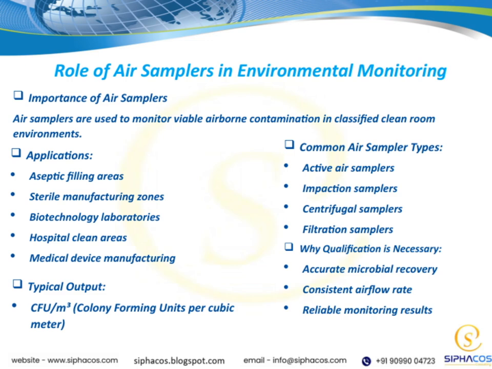When it comes to air samplers, there are several common types we use. Active air samplers are among the most prevalent, and they work by actively drawing in air to collect samples. Impaction samplers direct air onto a nutrient surface to catch microorganisms. Centrifugal samplers spin the air to separate particles based on density, and filtration samplers pull air through a filter that traps microbes.